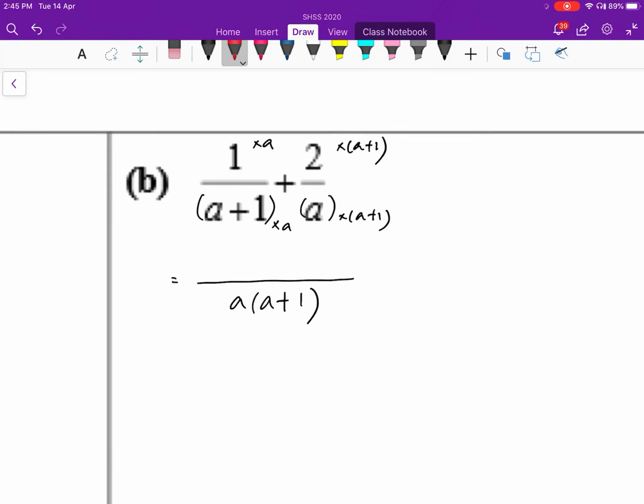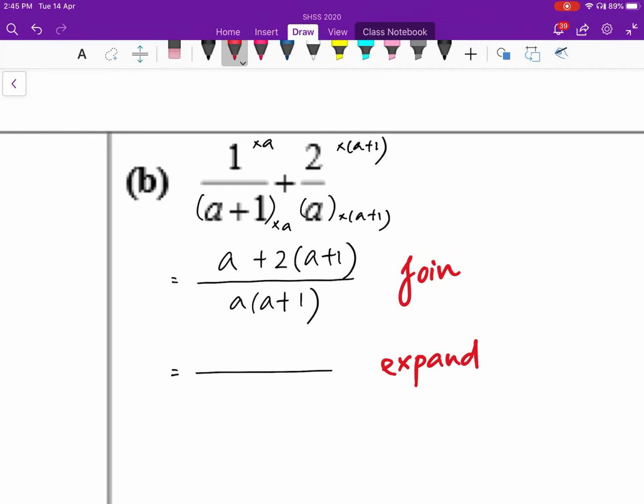I will name this step join. It's a 3-stage process to do algebraic fractions: join, expand, simplify. To join, 1 times a gives me a plus 2 bracket a plus 1. I'm just joining it together because they have the same denominator. Second step, I'm going to expand the bracket at the top. 2 multiplied by a plus 1, and I get a plus 2a plus 2 over a times a plus 1. I do not need to expand the denominator.